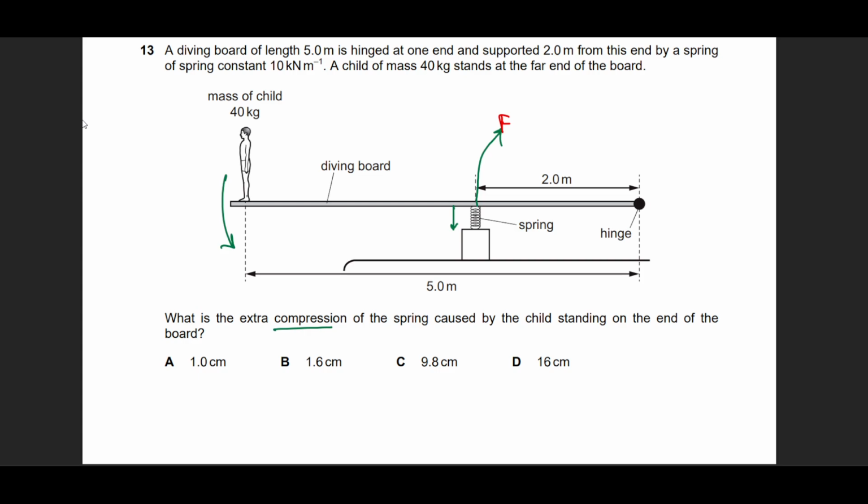So clockwise is going to be equal to anti-clockwise. Simply take the moment of the boy, which is 40 into 9.81, the weight of the object, multiplied by its distance from the pivot. Be careful about this. Its distance from the pivot is actually 5, which is being compensated or held back by the spring by a force F, which we don't know right now.